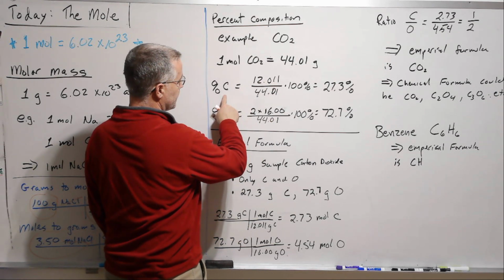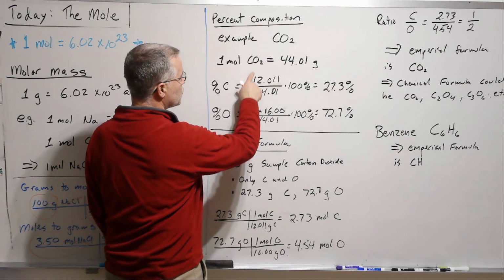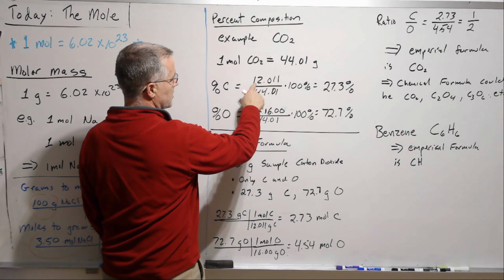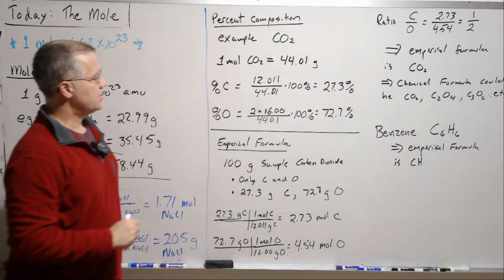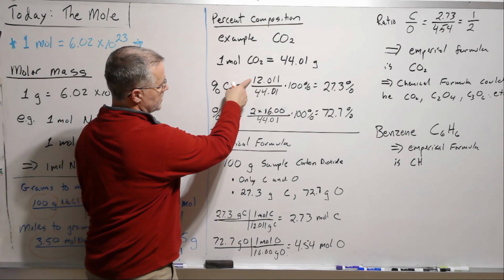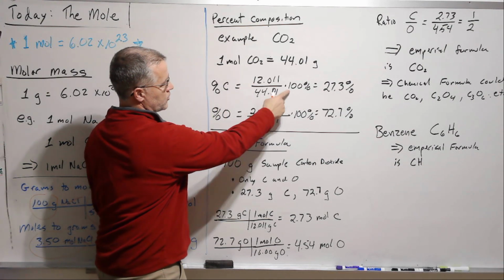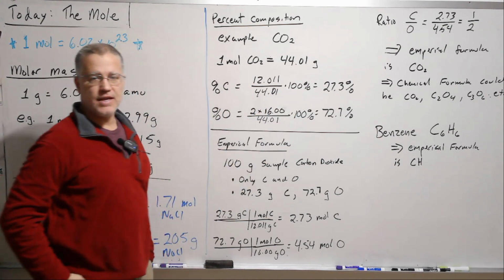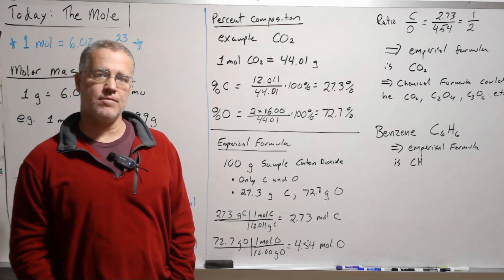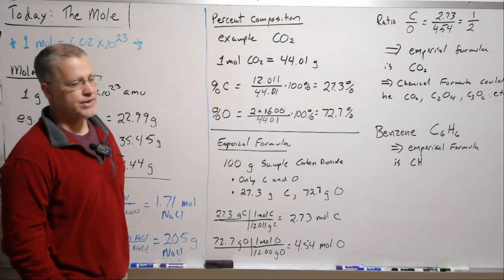Now, percent of carbon, there's 1 carbon in the formula. Carbon is 12. So we put the mass of carbon over the total mass of the compound, multiply by 100%. We see that the mass component of carbon dioxide is 27.3% carbon.